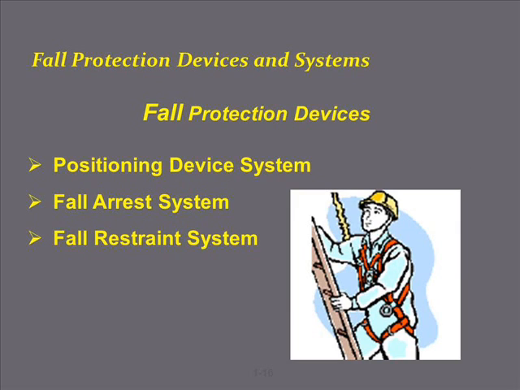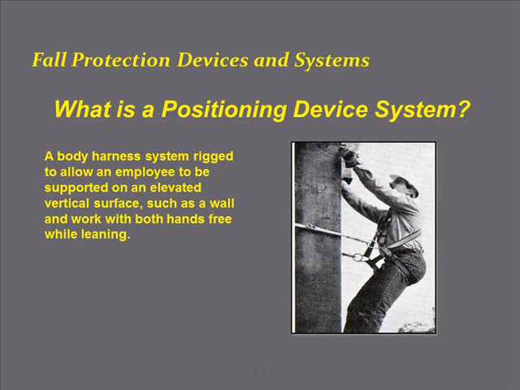There are different types of fall protection devices. There's positioning device systems, fall arrest systems, and fall restraint systems. A positioning device system is a body harness system rigged to allow an employee to be suspended on an elevated vertical surface, such as a wall, and work with both hands free while leaning. Your employer, this company, does not allow the positioning device system. It is not to be used at any time.